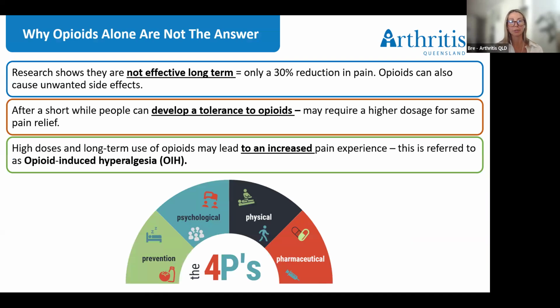So why are opioids alone not the answer? There's a lot of research showing that opioids are not effective long-term. They contribute on average to only a 30% reduction in pain, and they can come with some pretty unwanted and serious side effects. After a short while, people may develop a tolerance to opioids, and the dosage must be progressively increased to get that same pain relieving effect.